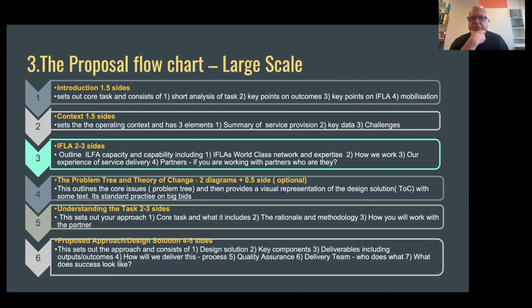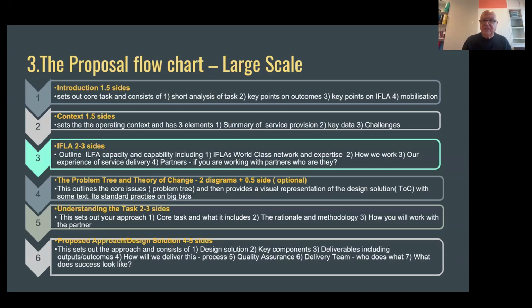This is a proposal flowchart for a very large scale contract, around 2 to 3 million. And normally it would have these very clear stages. Don't forget, all of these slides, by the way, are available for you after this presentation. So you'd normally have an introduction, which sets out the short answer of the task, key points on mobilization. Because one of the things that most foundations or large-scale grantees want to know is, how quickly can you mobilize?